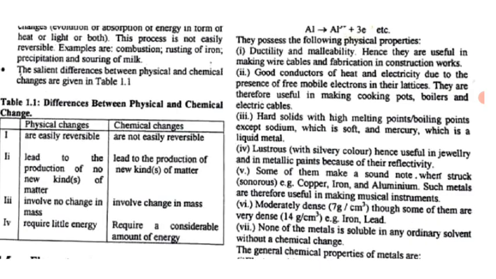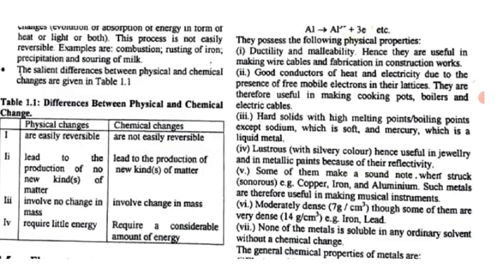Number four, they are lustrous with a silvery color, hence useful in jewelry and in some metallic paint because of their reflectivity. They say all that glitters is not gold; all that glitters could be silver. When you say they are lustrous, they reflect, they are shiny, they are very attractive.